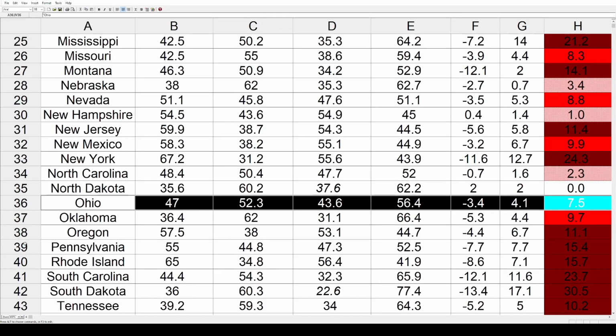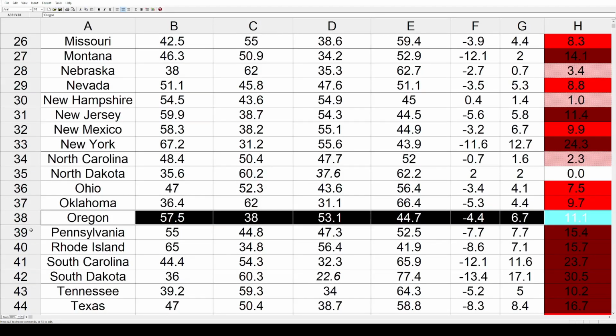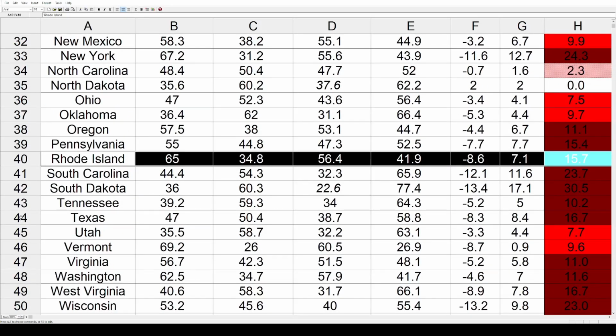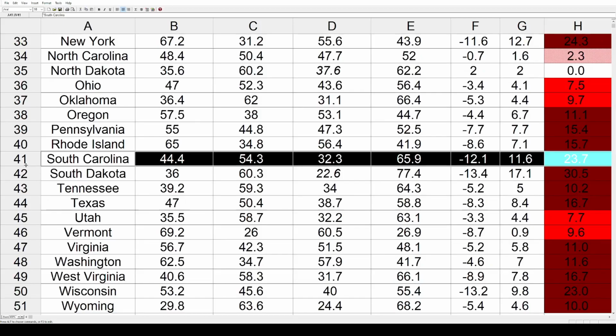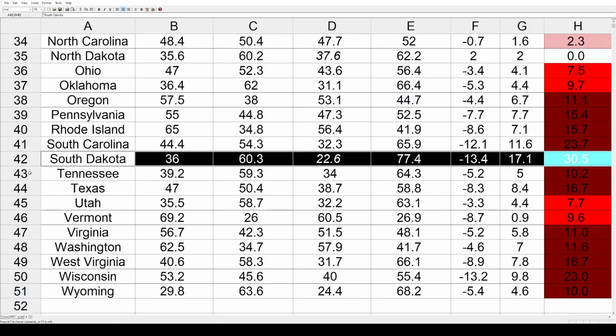First is Ohio by 7.5, Oklahoma by 9.7, Oregon 11.1, Pennsylvania 15.4, Rhode Island 15.7, South Carolina by 23.7, South Dakota, that had the biggest shift of all, and that went 30.5 toward the Republicans. But again, the runner-up there was a Libertarian candidate, not a Democrat.